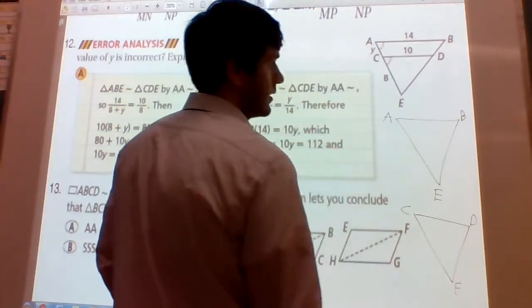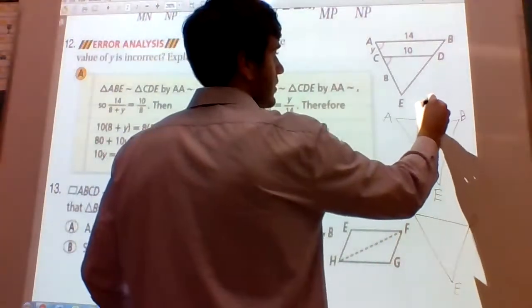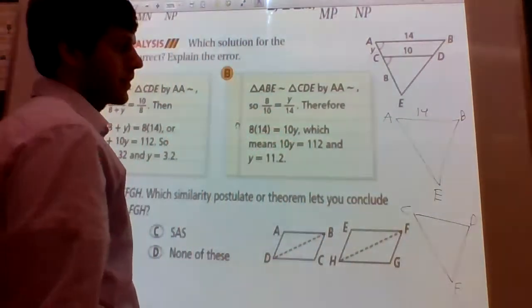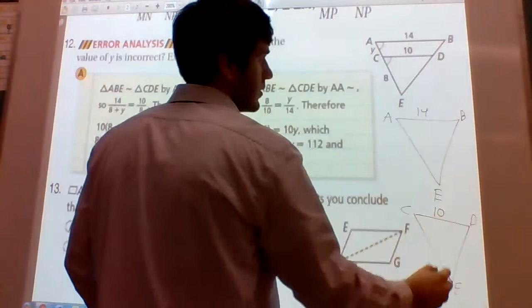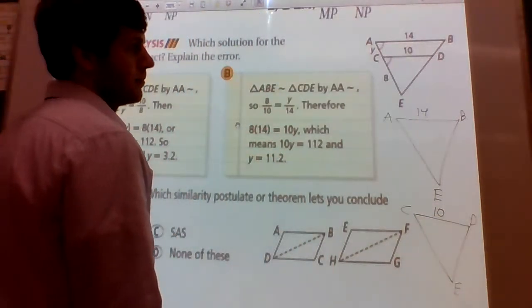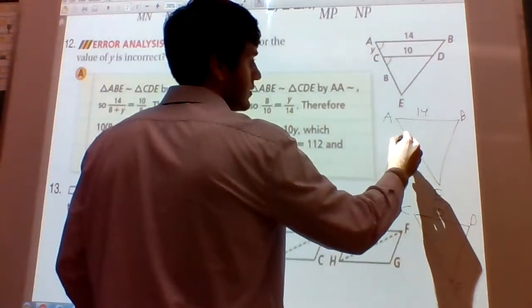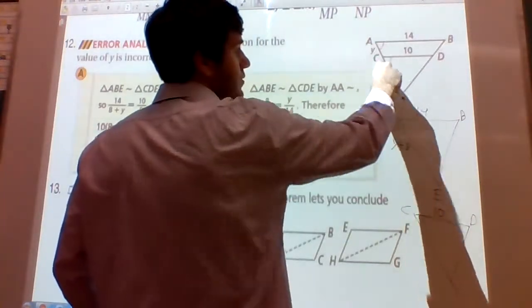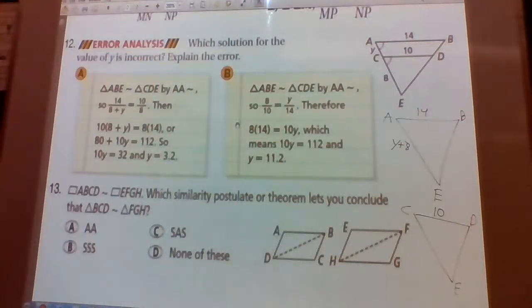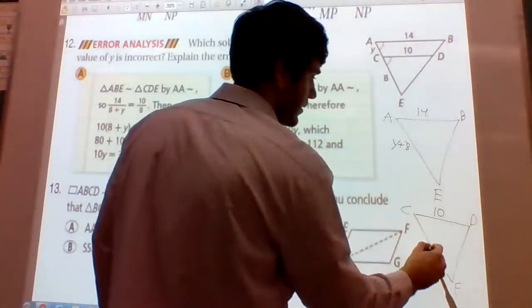Okay, and let's label our diagram. So this is 14. Okay, this is 10. This is y plus 8, right? It's a whole thing, so it's y plus 8. Okay, and this one is just 8.